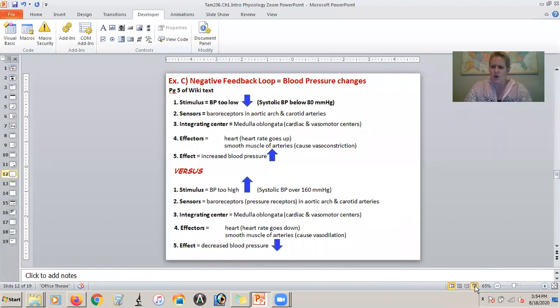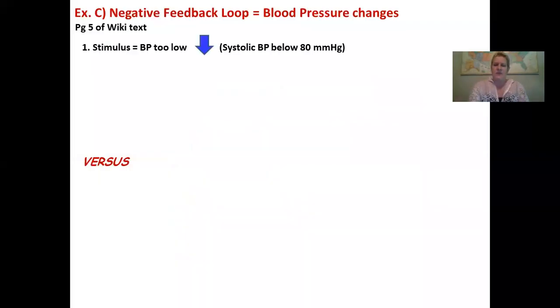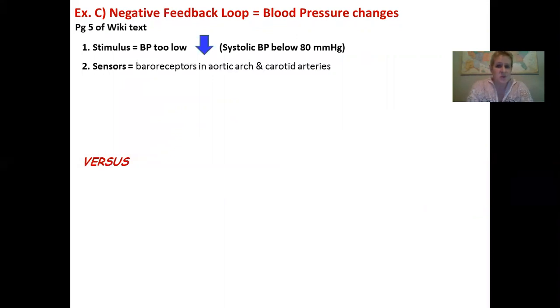Okay, let's go back to our PowerPoint. Now, if the stimulus, this is a repeat of the previous slide, if the stimulus is blood pressure drops too low, okay, below 80 millimeters of mercury, baroreceptors in your aortic arch and carotid arteries are going to detect that.